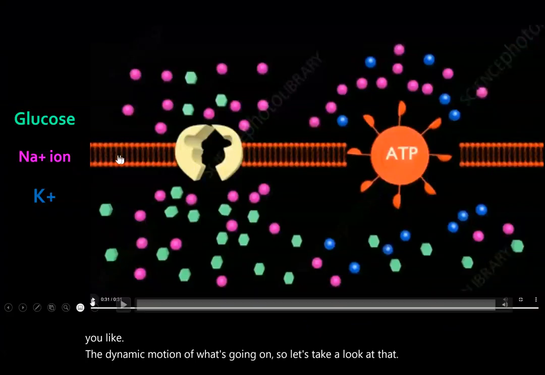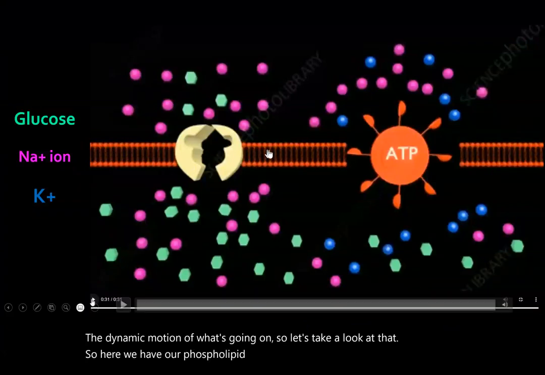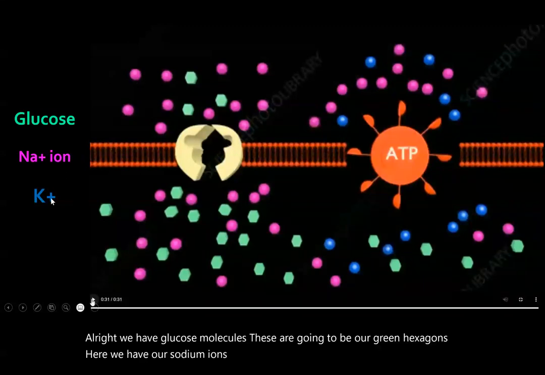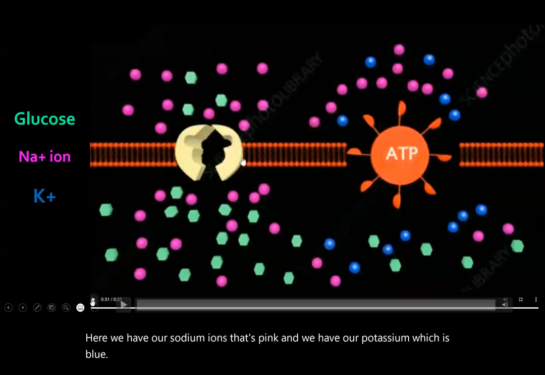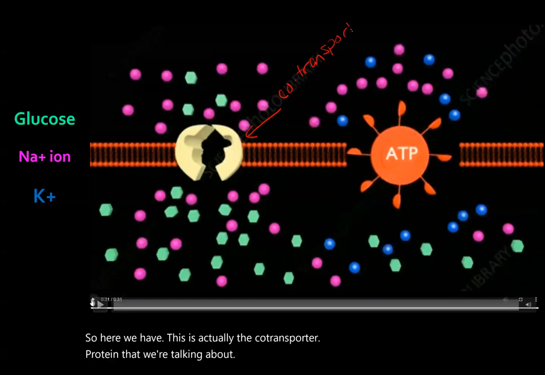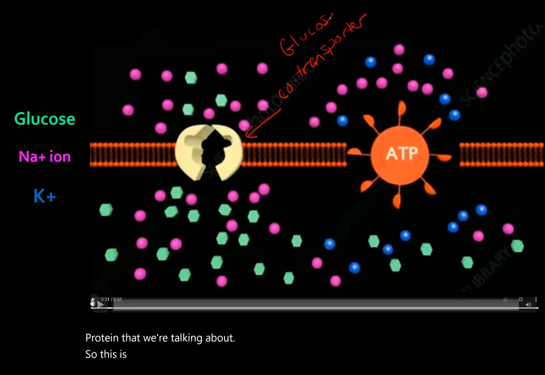So here we have our phospholipid membrane. Right? We have glucose molecules. These are going to be our green hexagons here. We have our sodium ions, that's pink. And we have our potassium, which is blue. So here we have, this is actually the co-transporter protein that we're talking about. So this is a glucose co-transporter.